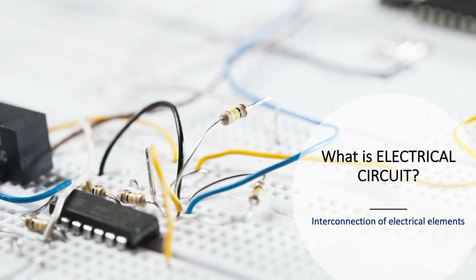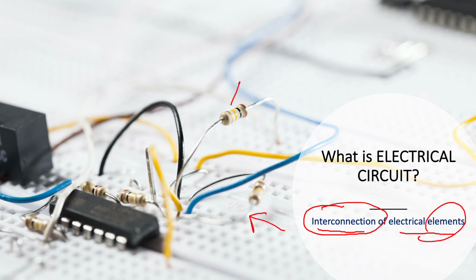So let's recall back. What is electric circuits? In order for you to have a complete electric circuit, you need to be connected. So the keyword here is interconnection of electrical elements. What does element mean here? If you look at this circuit, what is the element? The element here is the resistor, and also what we call here the integrated circuits.